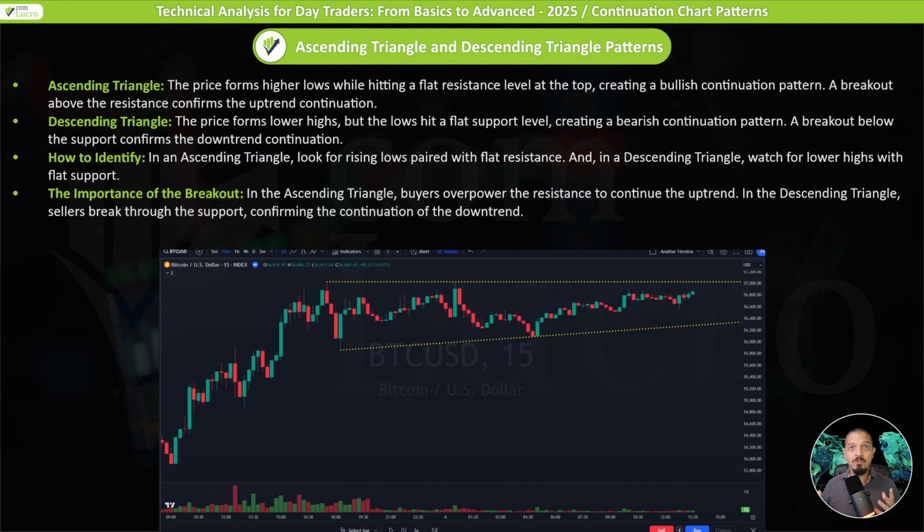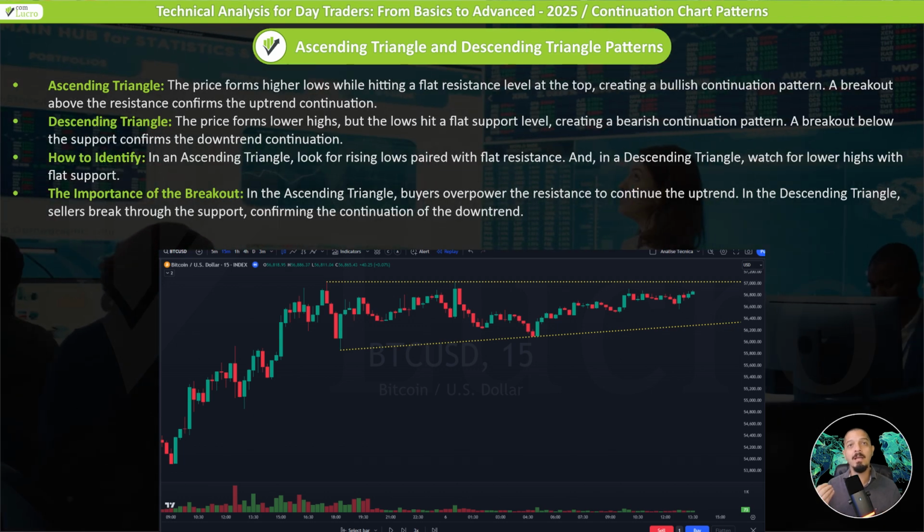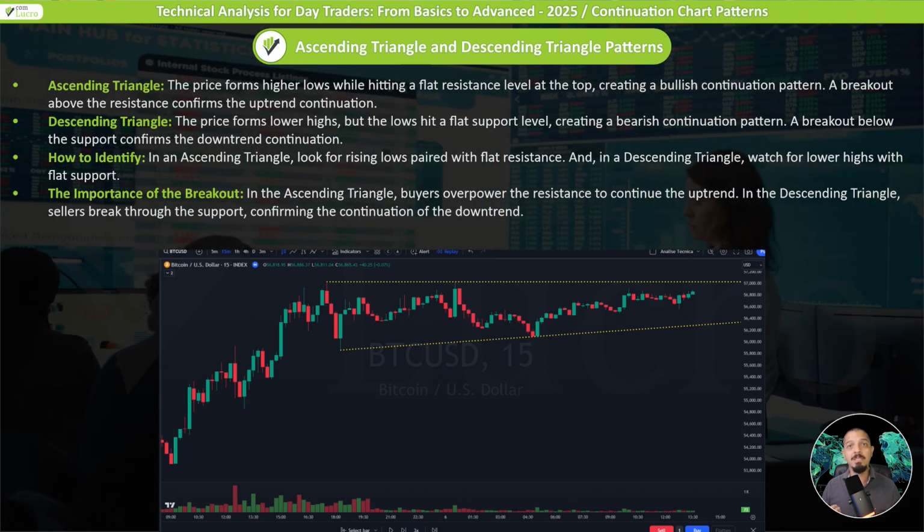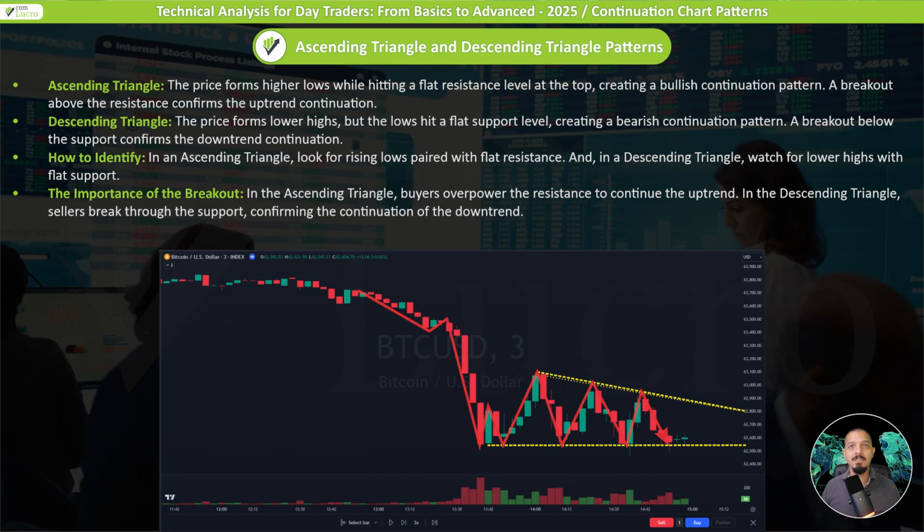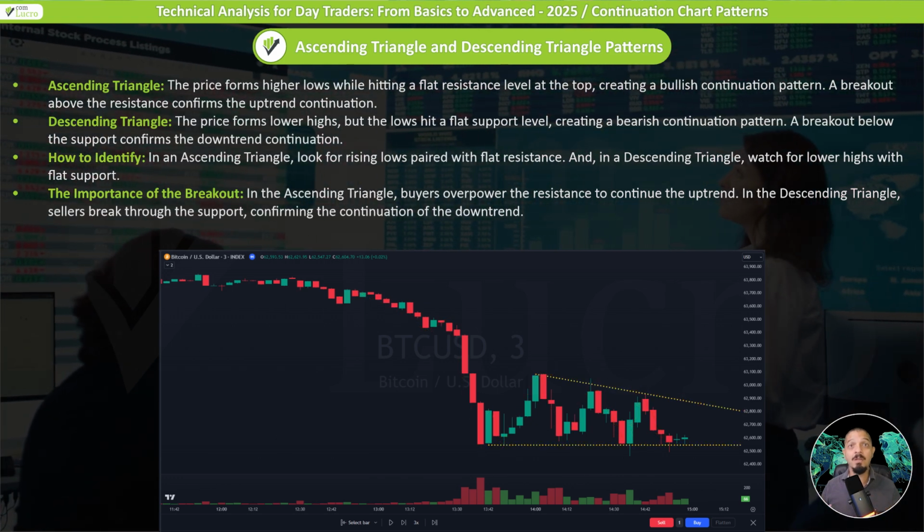In a bullish ascending triangle, the price forms a series of higher lows, while the highs hit a flat resistance level. This creates a triangle shape as the rising trend line converges with the horizontal resistance. The pattern indicates that buying pressure is increasing as the market keeps pushing higher, leading to an eventual breakout above the resistance line. In contrast, a bearish descending triangle forms during a downtrend.